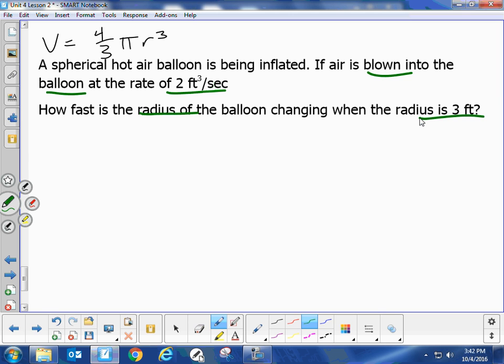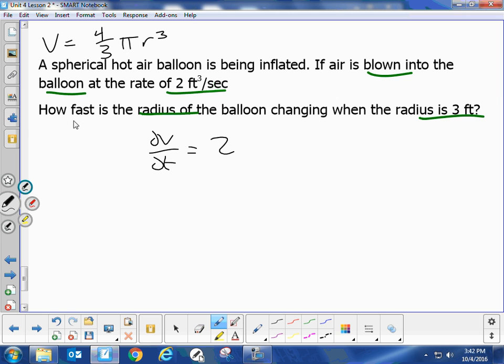Air is being blown into the balloon. What is that giving you? How can I write that using calculus notation? Miss Pariar, you just wrote it down? Exactly. dV/dt equals 2.